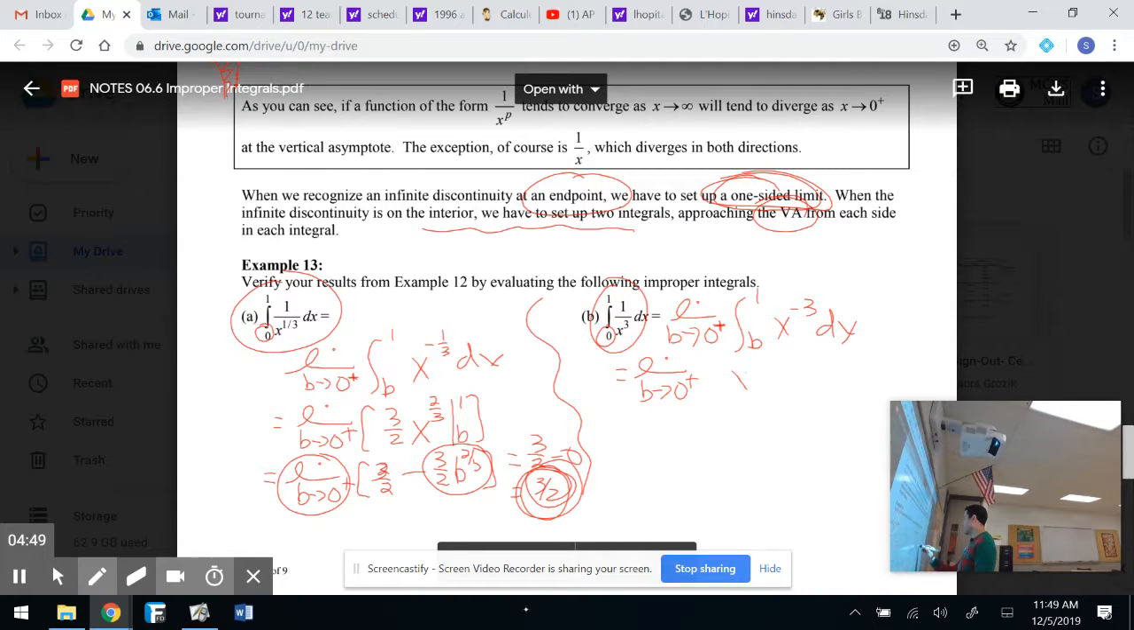A little antiderivatives, add 1, divide by it, right? There we go. We're going to evaluate it from b to 1 using the fundamental theorem of calculus. Okay, so we plug in that 1. Oh, I get a negative 1/2. Sweet. Okay. Now I'm going to put in the b.